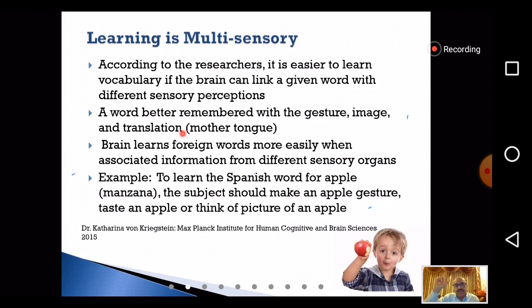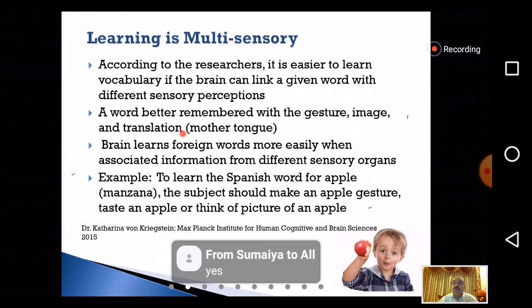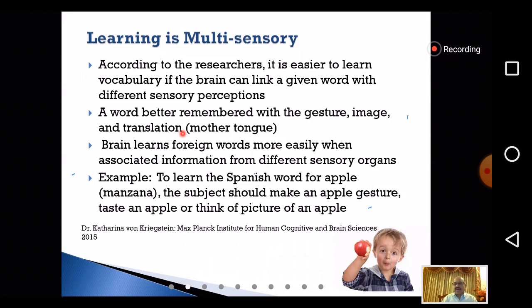So gesturing means action, the motor. And all of a sudden they think of the image. Oh, apple looks like this. Oh, I taste like this. So all those are memories attached with one word, apple. And the more those memories there are, the better the deep learning. And it goes into long-term memory.